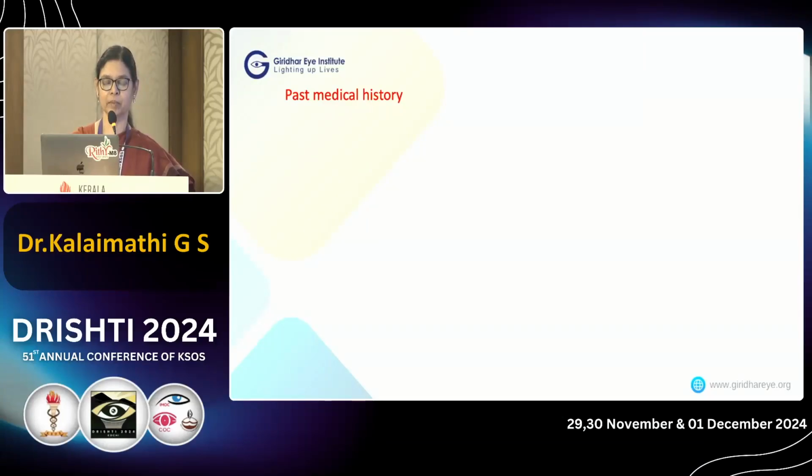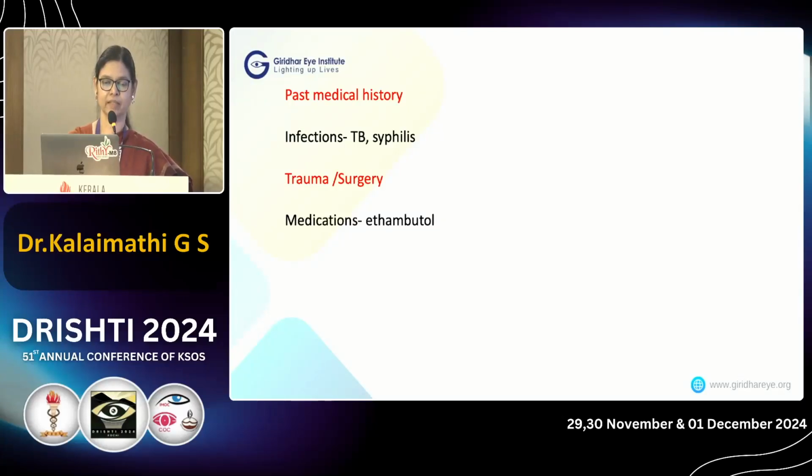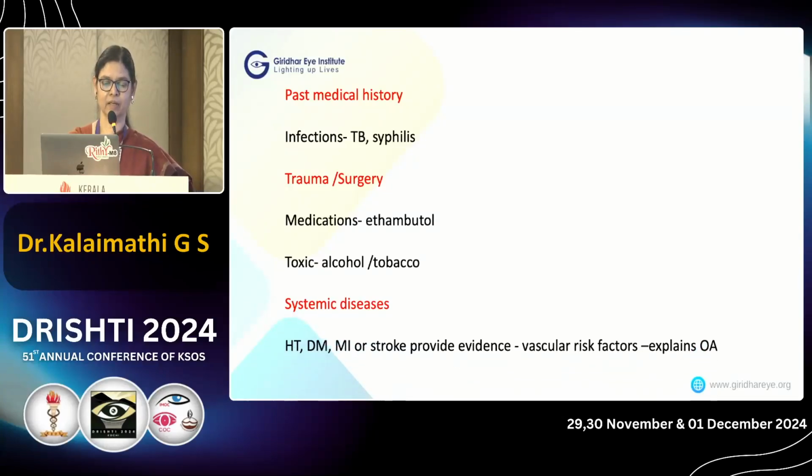So past medical history is very important in diagnosing the etiology of the optic atrophy. History of infections like TB and syphilis is important. History of any trauma, surgery, and history of any intake of medicines like ethambutol should be asked for. And any substance abuse like alcohol, tobacco should be noted. And any systemic diseases like hypertension, diabetes, myocardial infarction should be noted.